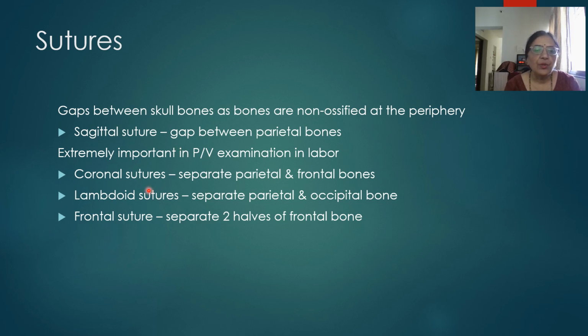Coronal sutures separate parietal bones from frontal bones. Lambdoid suture separates parietal bones and occipital bone. Frontal suture is the suture in between the two halves of the frontal bone. This frontal suture gets ossified by early childhood.